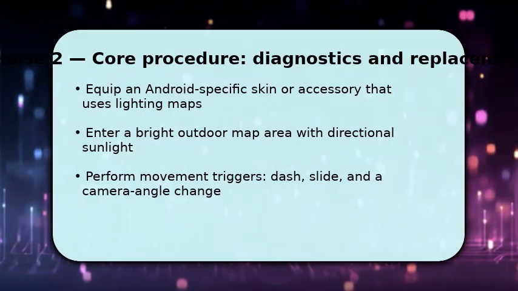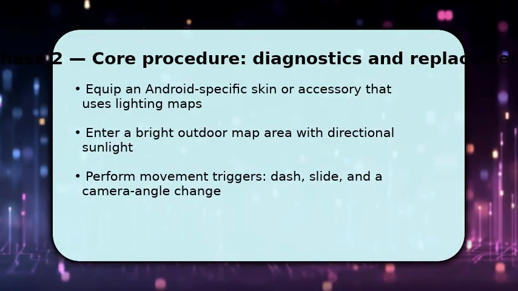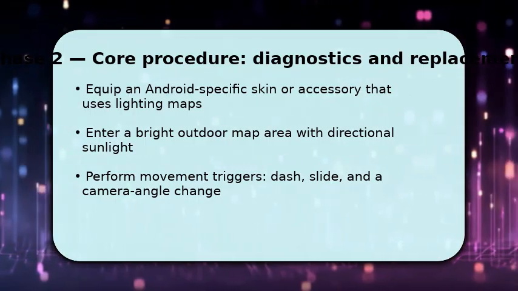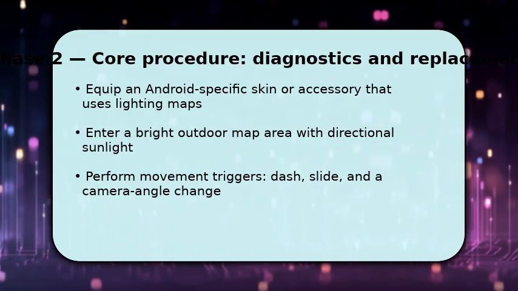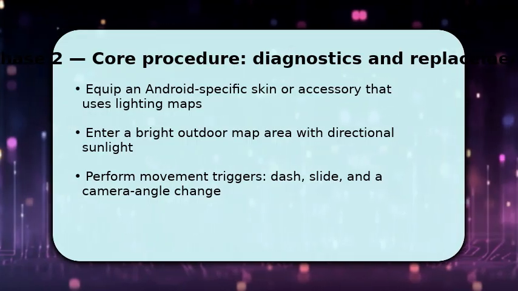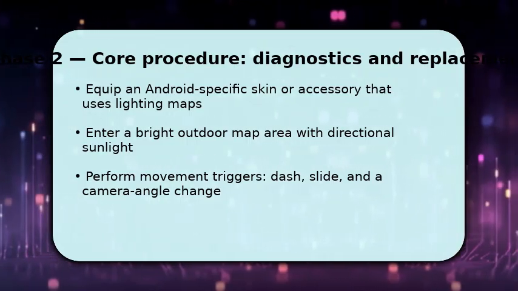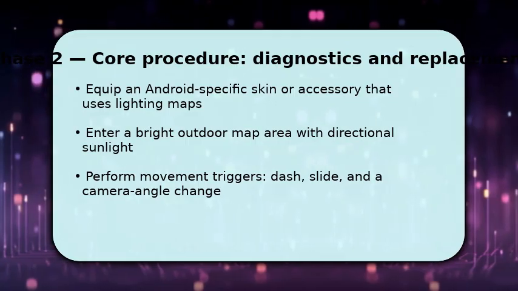Then execute a rapid dash, followed by a slide, and immediately change the camera angle. This forces the engine to recalc character lighting and spawn the shadow mesh. You're doing this because the client defers shadow creation until lighting and actor motion converge.